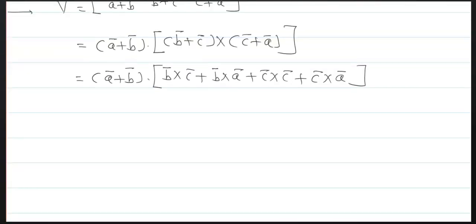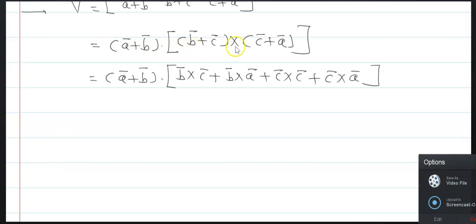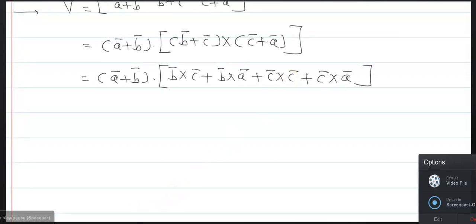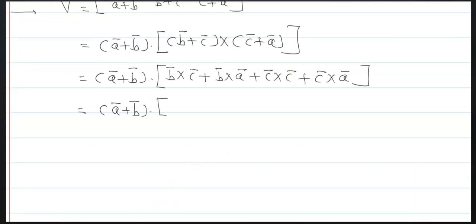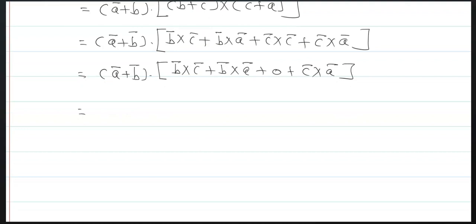we make the product, that is here B bar into C bar, B bar into A bar, C bar into C bar, C bar into A bar. Now here C bar into C bar will become 0. Next, A bar plus B bar, B bar cross A bar plus B bar cross A bar plus C bar cross A bar.